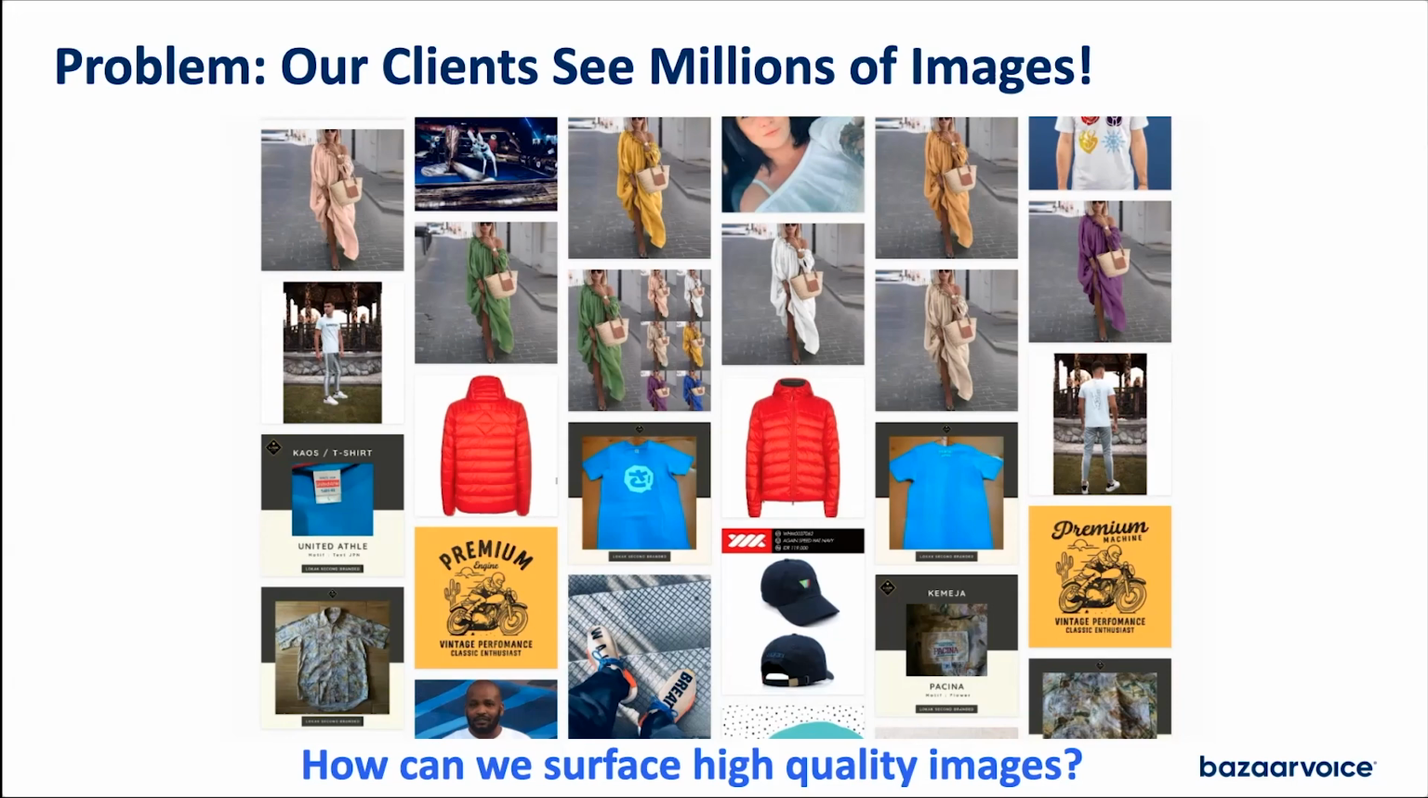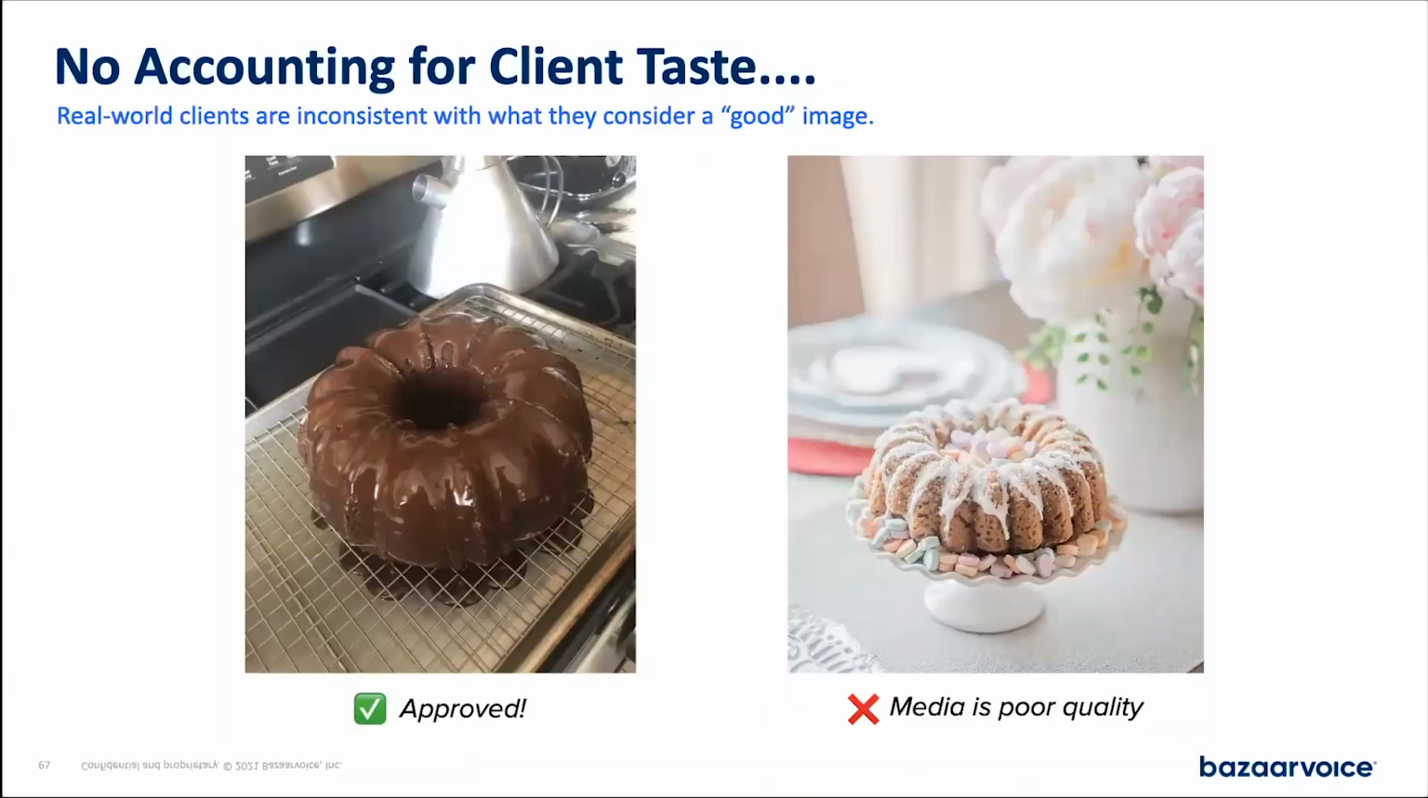So we asked our clients and they were not helpful. Shown on the left here is a photo that our client approved. They thought it was high quality. And shown on the right is a photo they rejected and said, that media is poor quality. So we couldn't quite use our client data as what they considered a good image. But we got a few insights into what they liked.